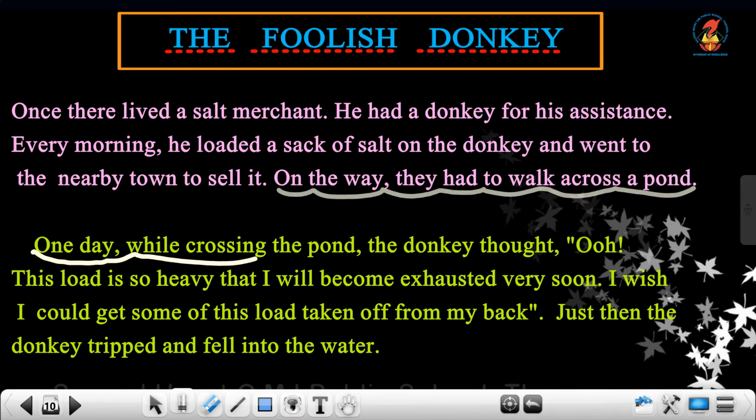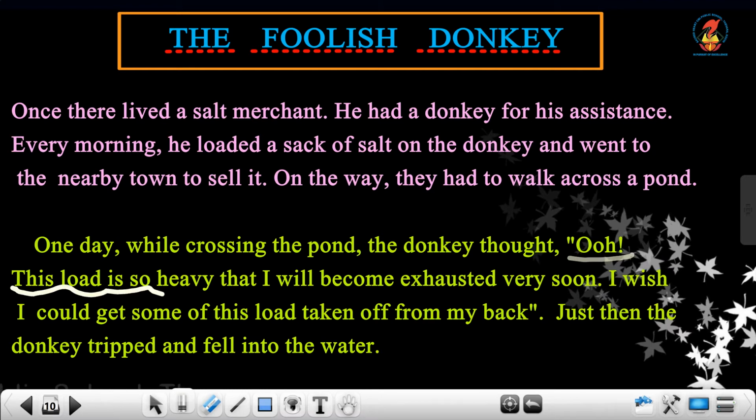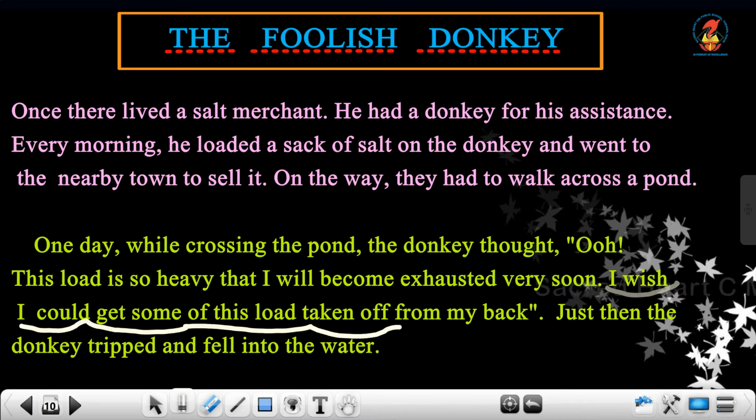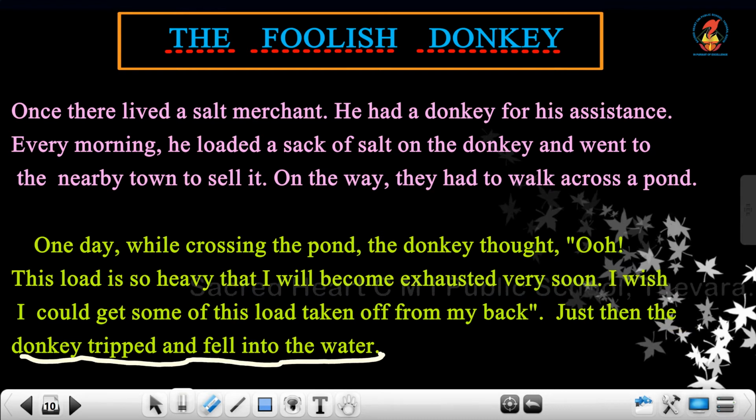One day, while crossing the pond, the donkey thought, "Oh, this load is so heavy that I will become exhausted very soon. I wish I could get some of this load taken off from my back." Just then, the donkey tripped and fell into the water.